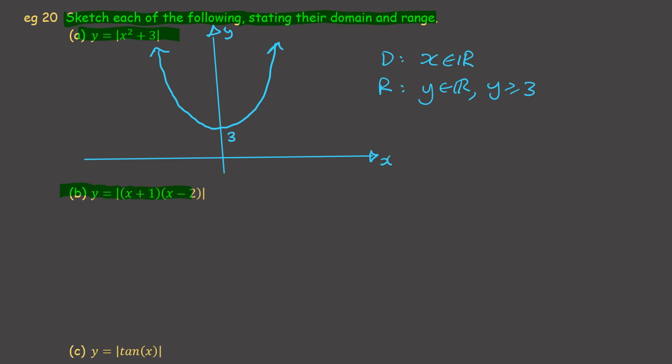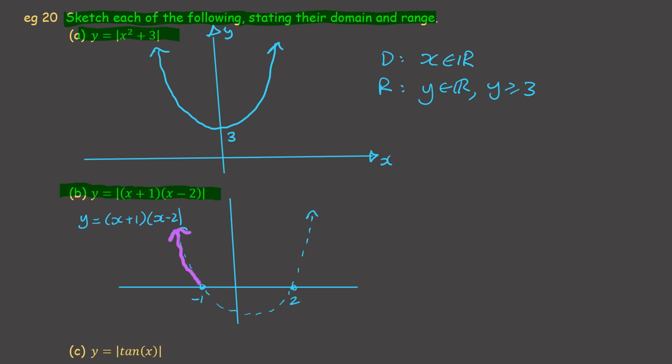Here we have y equals mod x plus 1, x minus 2. So if we think about that without the modulus, that is going to have x-intercepts at -1 and at 2. And because when you expand that out, x squared will be positive, it's going to be a happy parabola like this. So the modulus of that is going to be the same where we're above the axis, and then this part is going to reflect up.